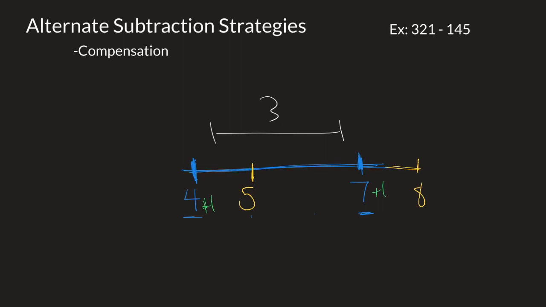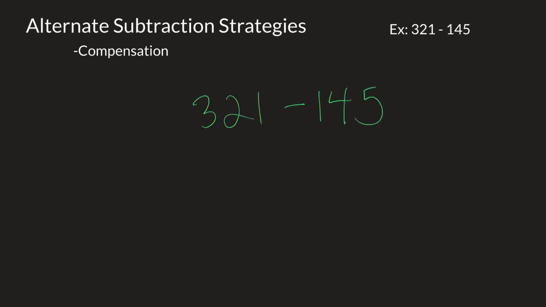What would the difference be between these two? You're right, they're the same thing, 3. Whatever you do to the one side, you do to the other side and compensate for it. Okay, let's put this in practical math applications. If we had 321 subtracted by 145, what could we add to one of these sides or take away that would make either one of these sides easier to subtract?